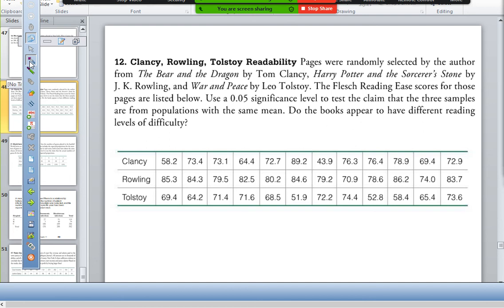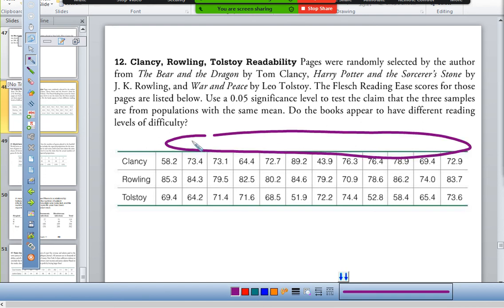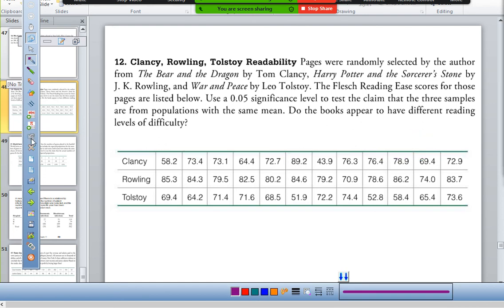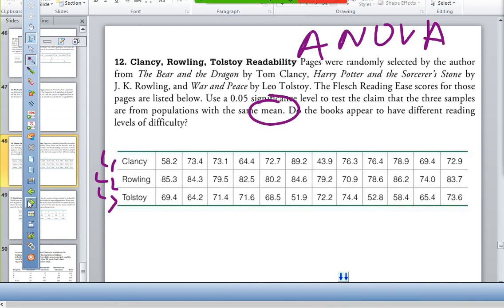So this is, there's nothing up top. There's only something along the side, so it can't be chi-squared at all. So I have three or more lists: L1, L2, L3, and also the word mean. See that word mean there? That's another hint. We're comparing means. So this is ANOVA.